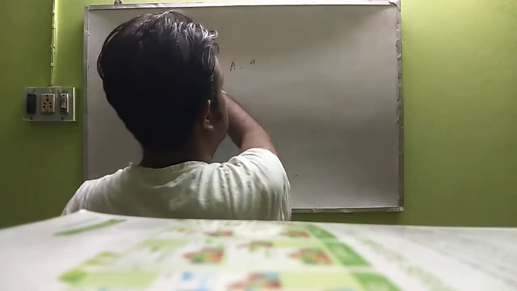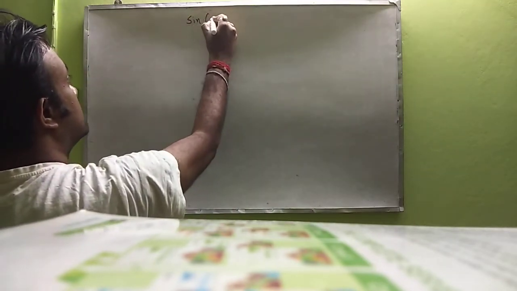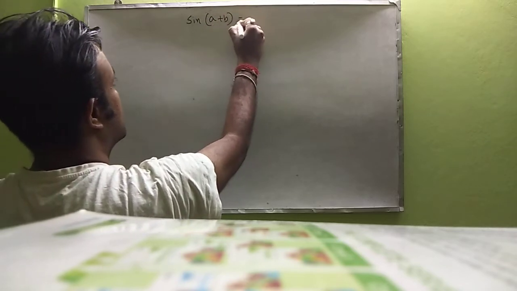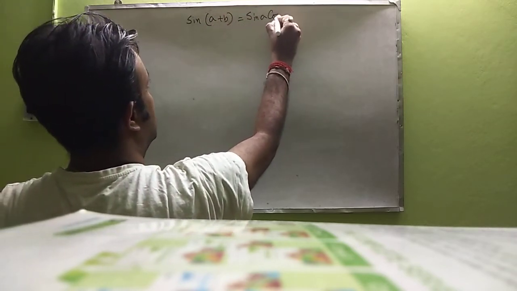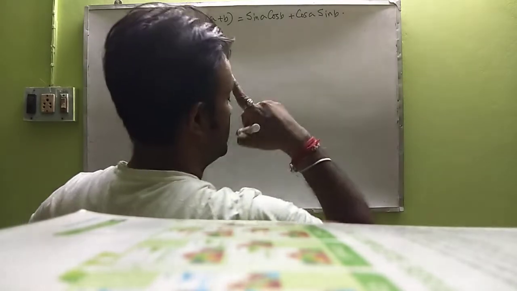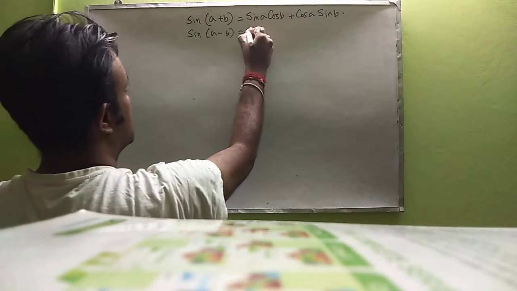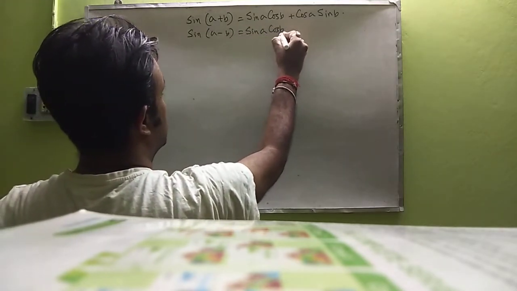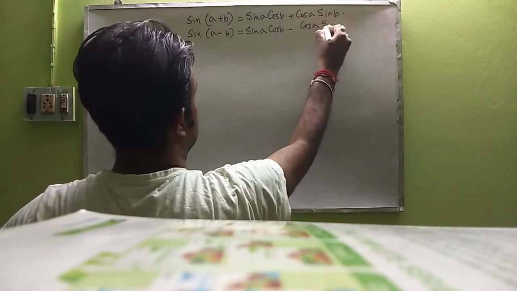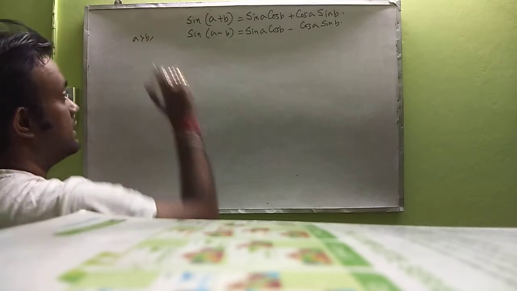Now we discuss some basic formulas of compound angles. The first formula is sine of A plus B, which is sine A cos B plus cos A sine B. Sine of A minus B is sine A cos B minus cos A sin B. Here A is greater than B.